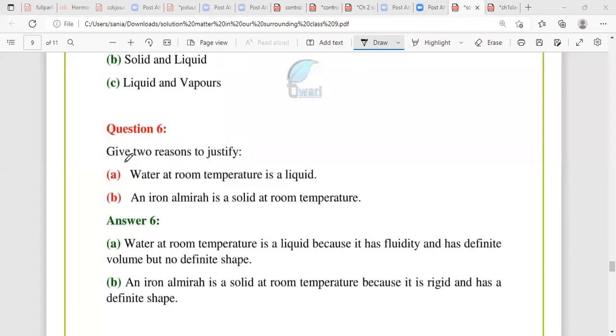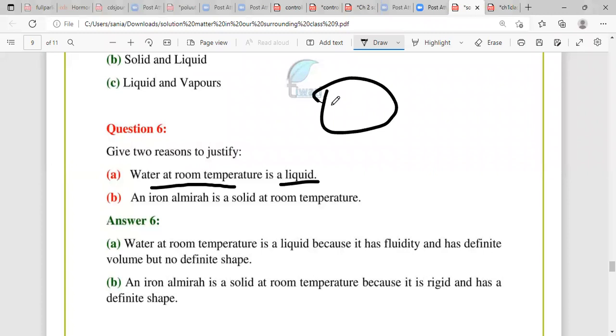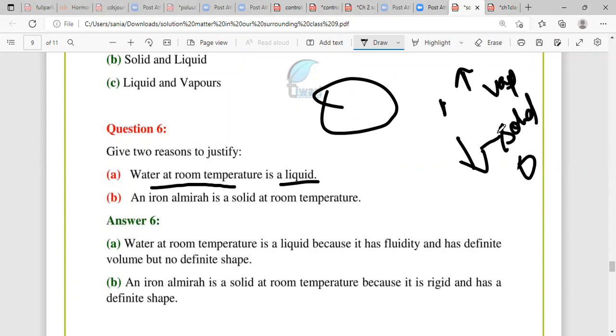Okay, so this is the last question we are doing. Then I'll leave you. The question is: give two reasons to justify that water at room temperature is liquid. Silly question, you already know that water is liquid. Room temperature is basically normal temperature. If you increase the temperature, then the water will become vapor. If you decrease the temperature, then water will become solid, it will become ice. Water at room temperature is liquid because it has fluidity and has definite volume but no definite shape. So that's why water is liquid.